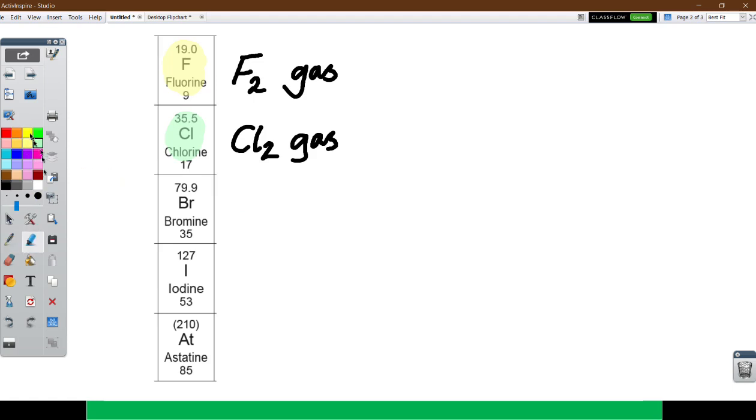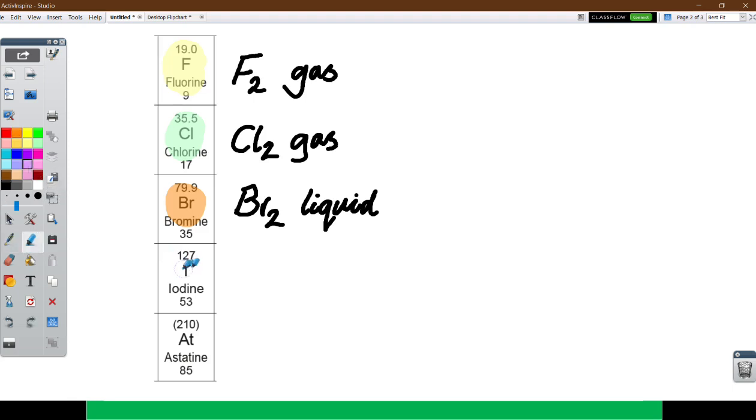Moving down the group again, this time we come to bromine, and bromine is quite an intense orangey brown coloration. Another diatomic molecule, Br2. However, this time we have enough electrons in bromine for the van der Waals forces between neighboring bromine molecules to be strong enough to allow bromine to be a liquid, only just, but it is a liquid at room temperature. Fun fact, bromine and mercury are the only two elements in the whole of the periodic table which are liquids at room temperature.